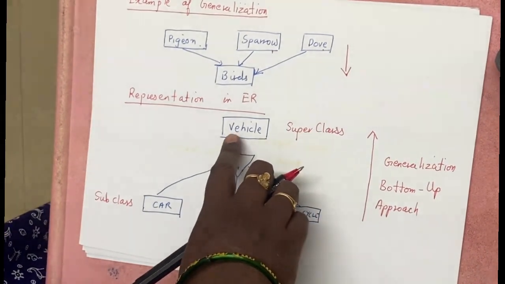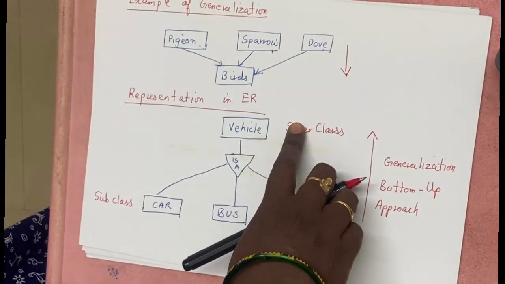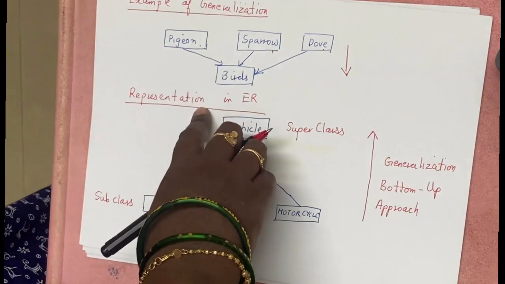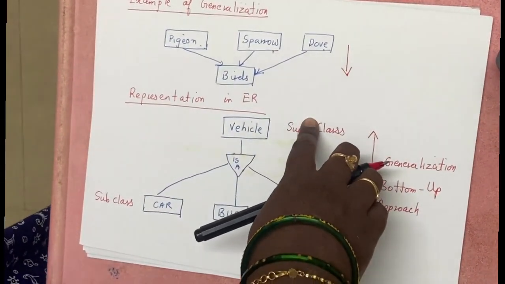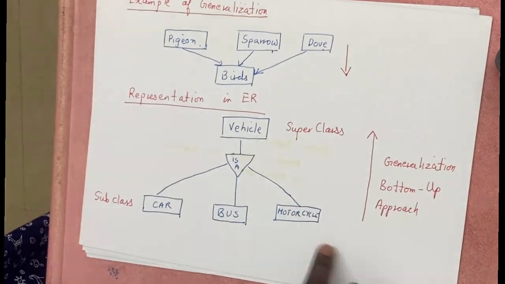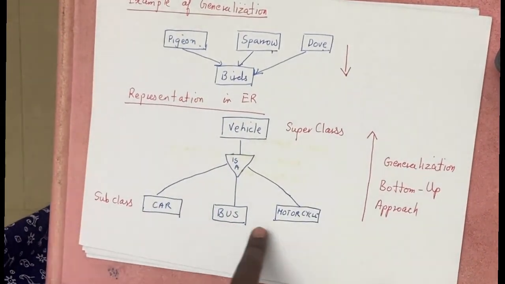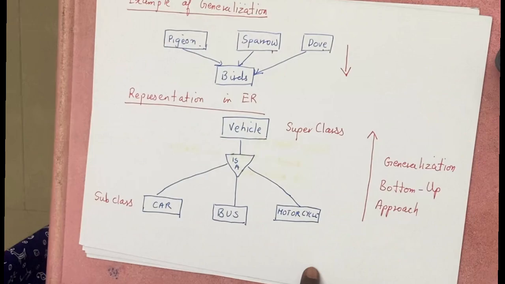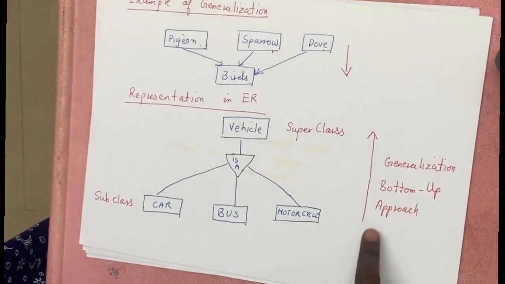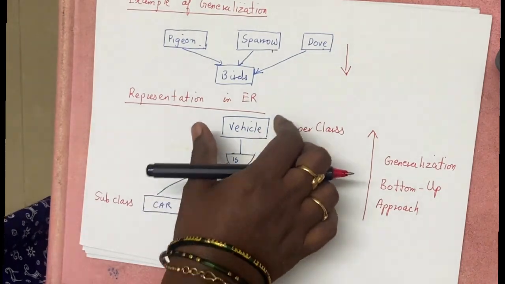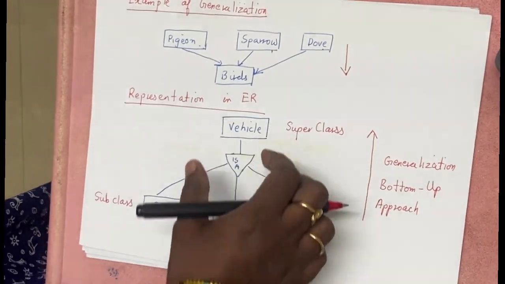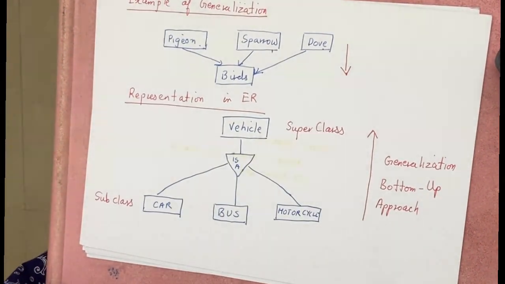For example, vehicle can have common information like the registration date, the type of vehicle, or the color of the vehicle. All these things can be common for all of them. But individually, these entities can have their own attributes as well. So generalization is a bottom-up approach, where from the bottom we combine and form an entity class. Most students, when they see these diagrams, don't know the difference between generalization and specialization.